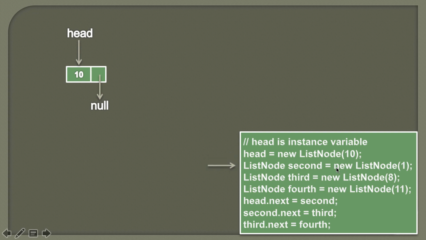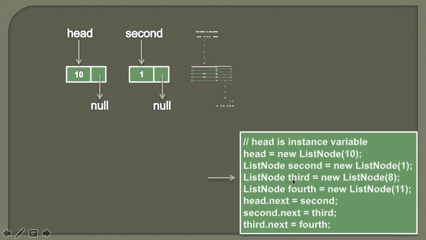Moving ahead, in this step we are again creating a new list node and assigning its value to the list node named second. It would look something like this. Second is pointing to a list node having data as 1 and whose next is pointing to null. Moving ahead, similarly we are creating a third list node having data as 8 and naming the variable third. It would look something like this. Third is pointing to a node having data as 8 and whose next is pointing to null.